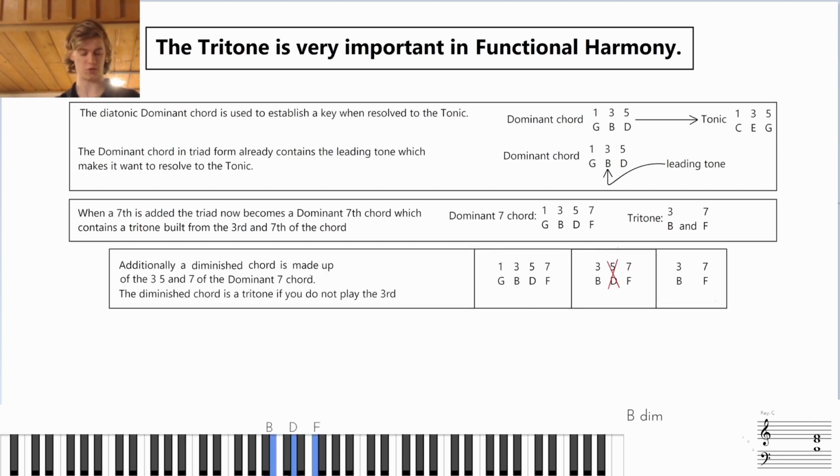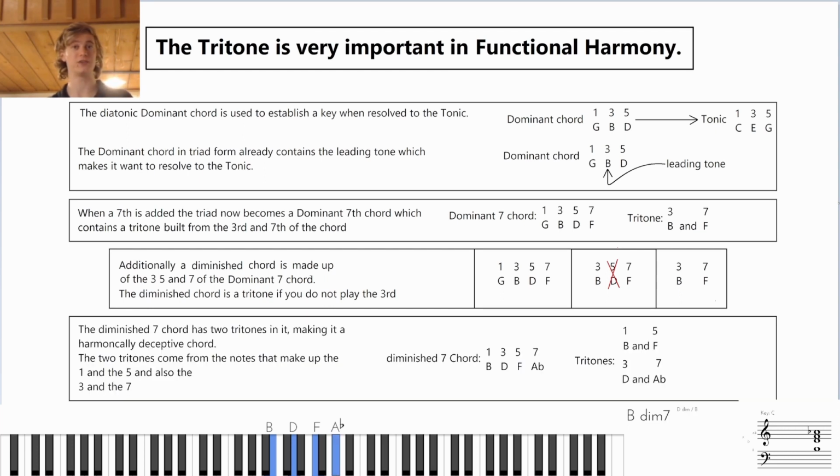Additionally, a diminished chord is built on the 3, 5, and the 7 of the dominant seventh chord, and the diminished chord is always a tritone if you don't play that third. So a diminished chord has that tritone in it, and then it has that third right in the middle of it, because from that first note you go up 3 semitones, and then from that next note you go up another 3 semitones. And last, the diminished 7th chord has 2 tritones in it, making it a harmonically deceptive chord. The 2 tritones come from the 1 and the 5, and then also that 3 and the 7.